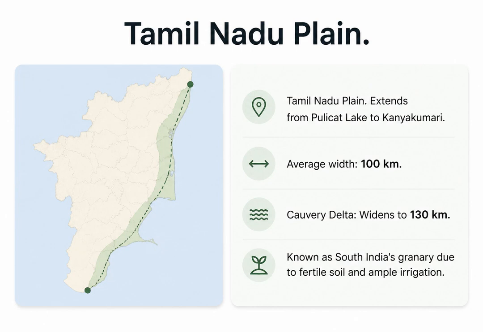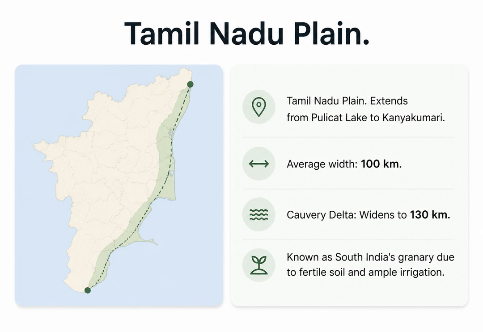The southernmost section of the east coast is the Tamil Nadu Plain, extending from Pulicat Lake to Kanyakumari, with an average width of 100 kilometers. Its most significant and economically vital feature is the Kaveri Delta, where the plain broadens out to 130 kilometers.